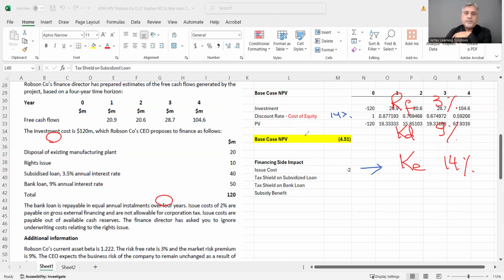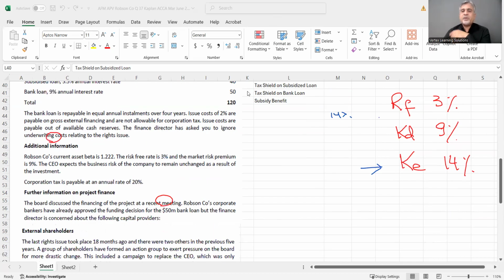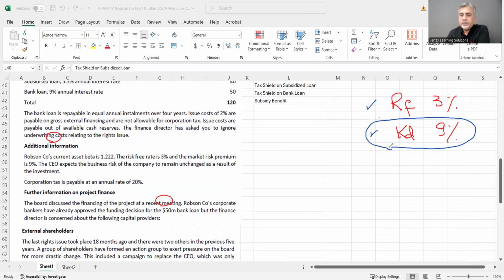Now, when you will calculate these subsidy benefits and others, which discount rate will you use? Answer here is that you will never use the cost of equity. That is for sure. You have a choice of using either the risk-free rate or the cost of debt. You can choose either this one or this one. I would recommend using the cost of debt. Even if you use the risk-free rate, you still will get marks in the exam.